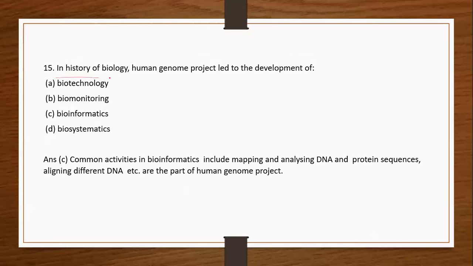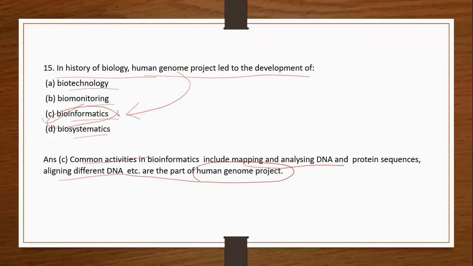Next question is, in the history of biology, the Human Genome Project led to the development of biotechnology, biomonitoring, bioinformatics, or biosystematics. Now we know that common activities in bioinformatics include mapping, analyzing DNA and protein sequences, and aligning different DNA sequences. These are all parts of the Human Genome Project. So the Human Genome Project led to the development of this branch, that is bioinformatics.